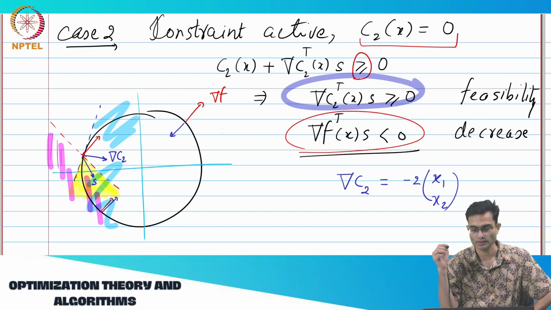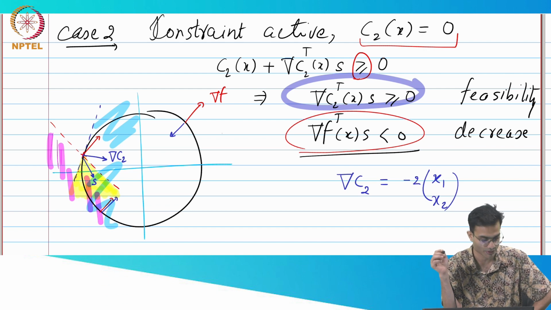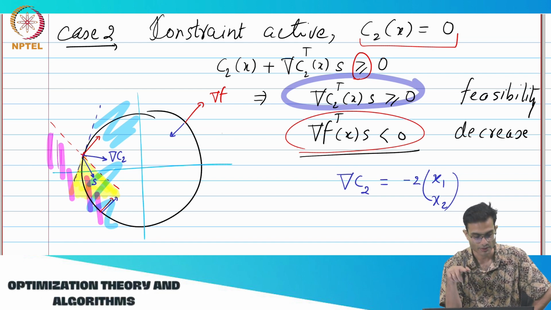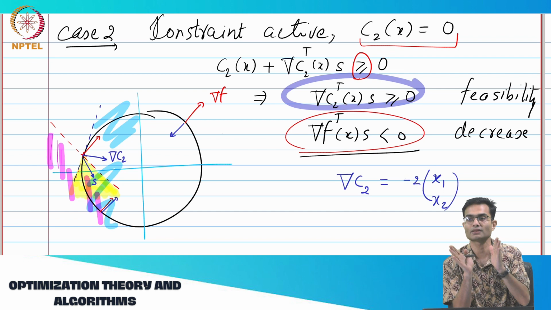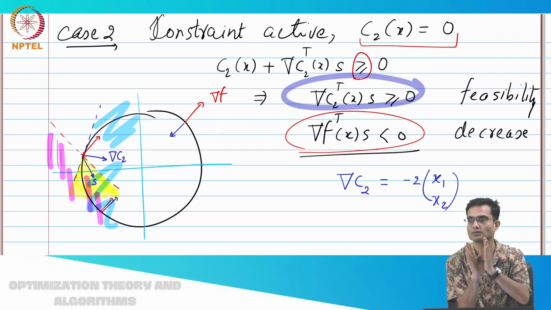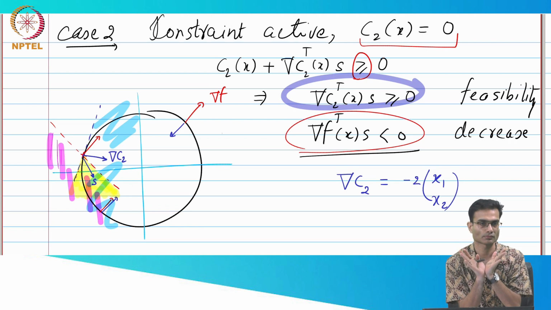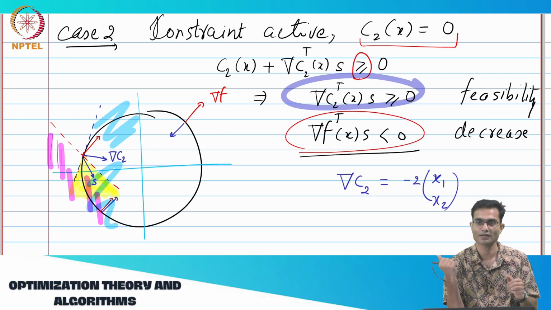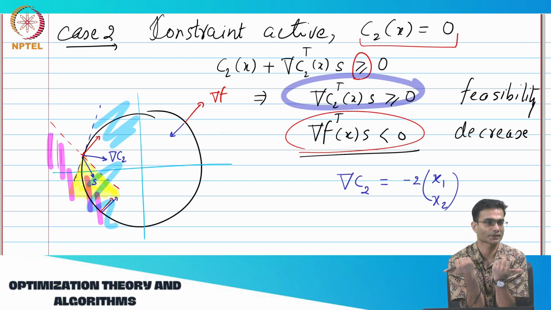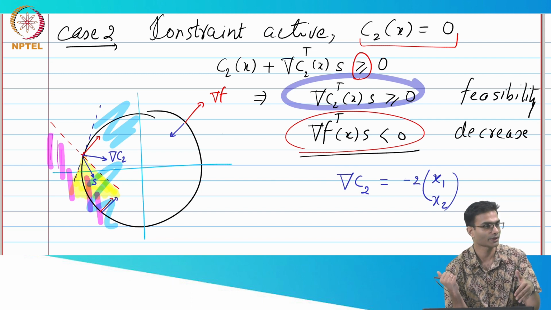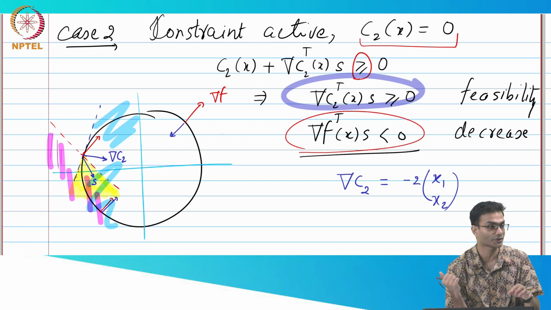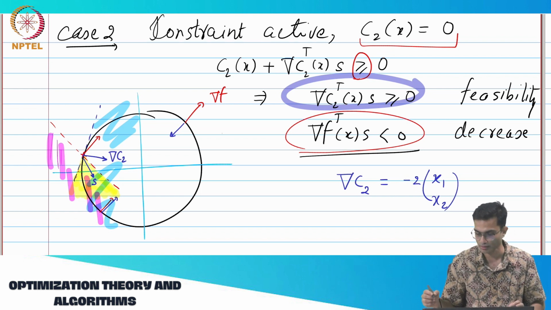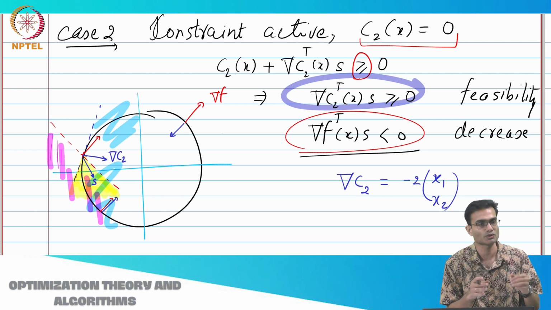Feasibility said that grad C2 transpose s should be greater than or equal to 0. That is which shaded region over here? The blue shaded region, right? Grad C2 and s should be in the same half space, so that their angle is acute, therefore the inner product is greater than or equal to 0. That is my blue region. Grad F transpose s less than 0 means grad F and s should have a greater than 90 degree relation. So that gives me the red shaded region. Finally, I'm left with a cone, which is this yellow shaded region. So this has given me a possible region in which I can choose my s to move forward.